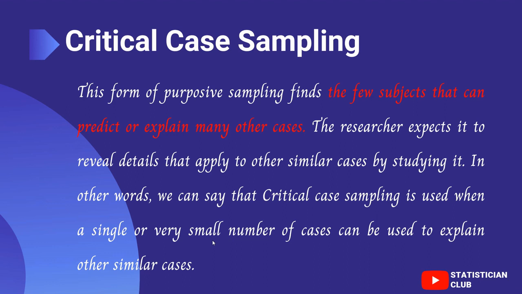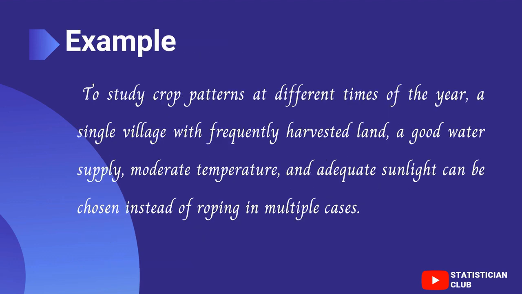Suppose that we have a small population and it has the similar characteristics of a big population, then we study the small group, and on the basis of the results of this group we predict about the larger group. Here is the example of critical case sampling. To study crop patterns at different times of a year, a single village with frequently harvested land, a good water supply, moderate temperature and adequate sunlight can be chosen instead of roping in multiple cases.